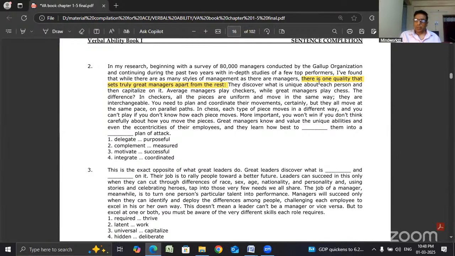But there is one quality that sets truly great managers apart from the rest. It means there is one quality that actually determines whether a manager is an average manager or a star manager. And what is that quality? Remember, keep tracking pronouns.